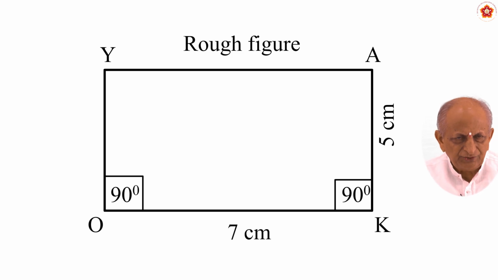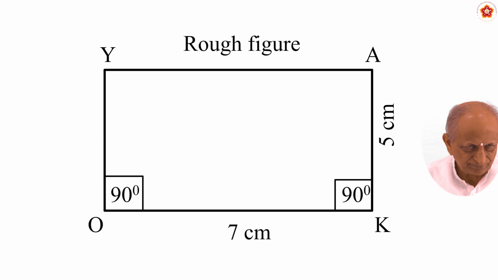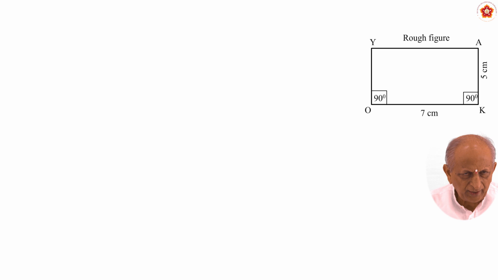For that, first you must draw a side of length 7 centimeters. Draw a line of 7 centimeters. Now we have to make two angles at O and K, 90 degrees each. Then the lengths of AK and OA are both the same, 5 centimeters. And this is the required rectangle. Now you have to construct it. For drawing a rectangle, it is enough if they give only two measurements, length and breadth, correct? Because all angles are the same. Now how to draw it?